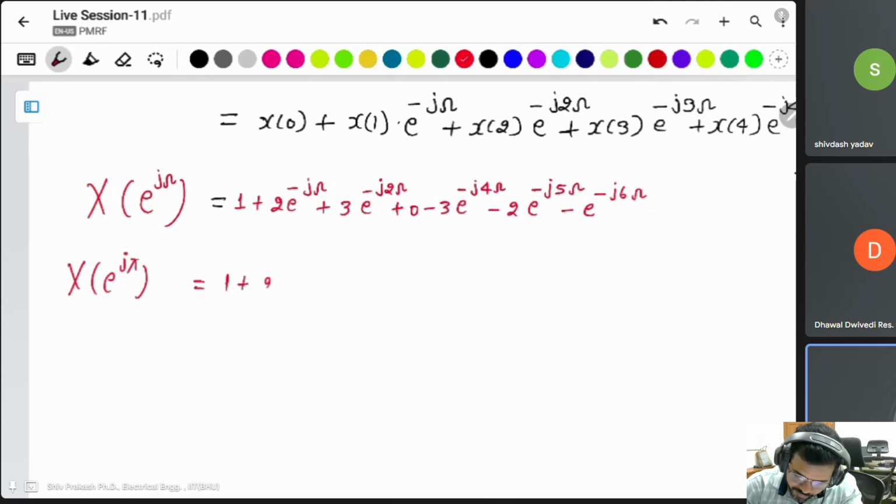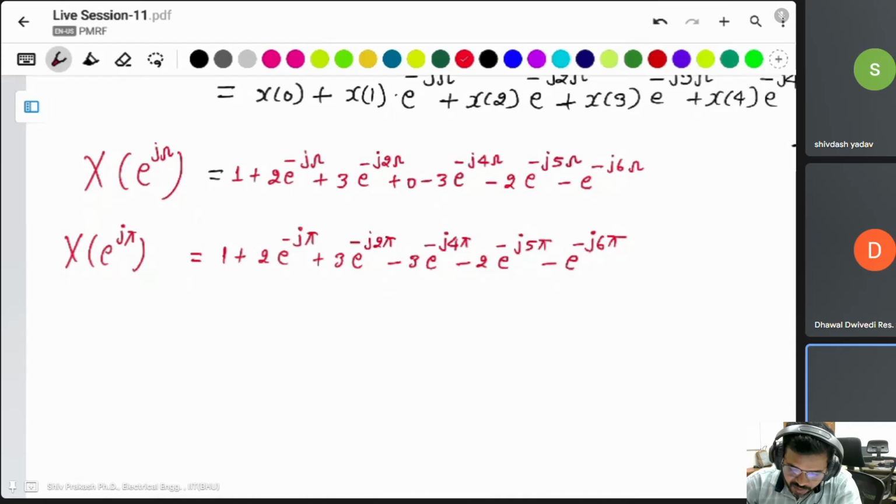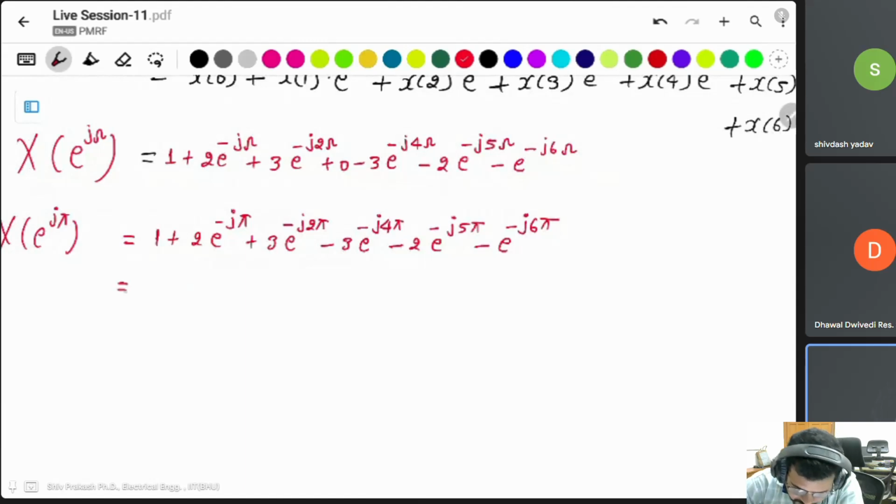Then 1 plus 2 e to the power of minus j pi plus 3 e to the power of minus j 2 pi, this will be 0, minus 3 e to the power of minus j 4 pi, minus 2 e to the power of minus j 5 pi, minus e to the power of minus j 6 pi. Okay, we have to calculate all the values. Let's check. The first will be 1. Okay, fine.